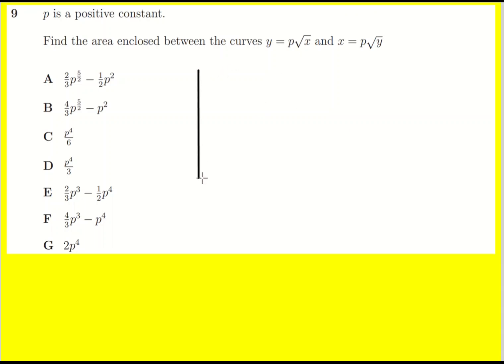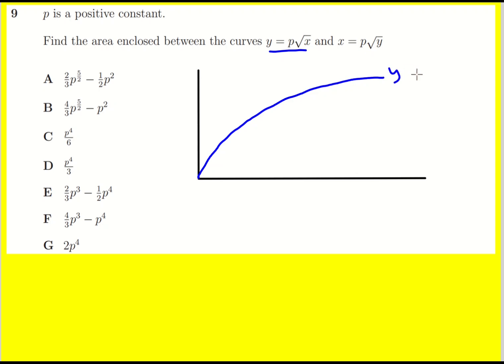P is a positive constant. Find the area enclosed between these two curves. Well, I'm going to start by drawing the square root one. It's just a stretch in the y direction by a factor of p of the square root function. So it's going to still look like the square root function, a little bit like that. So y equals p x to the half.